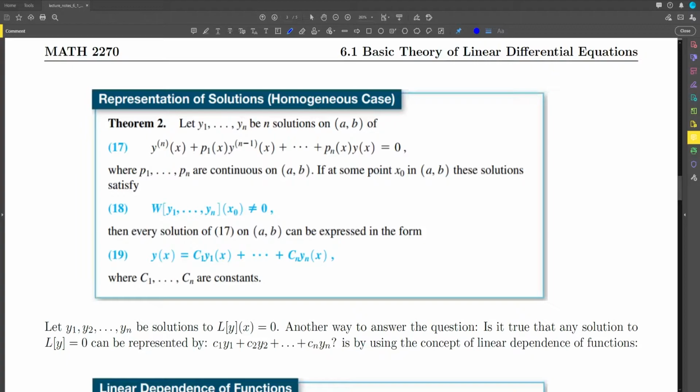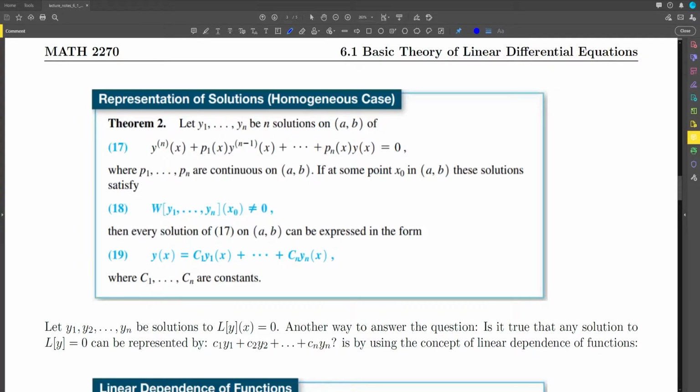then if at some point x naught in the open interval a, b the solutions satisfy that the Wronskian of y1 through yn at x naught is not equal to 0, then every solution of the homogeneous differential equation on the interval a, b can be expressed in the form y equals c1 times y1 plus dot dot dot plus cn times yn, where c1 through cn are constants.